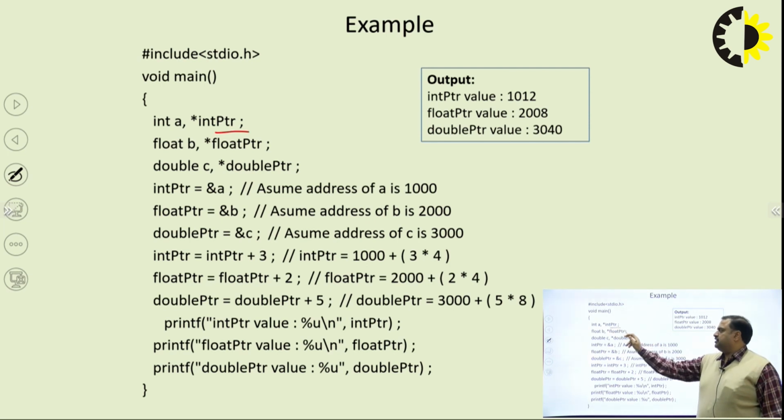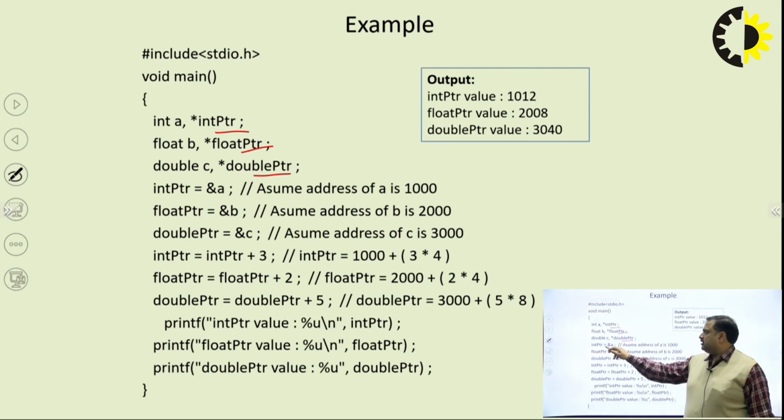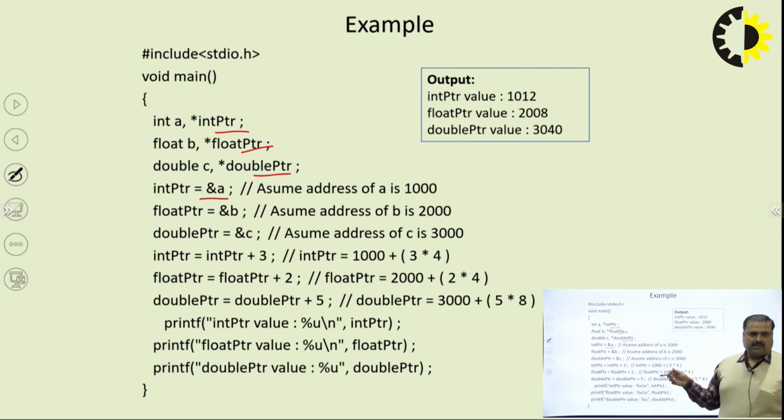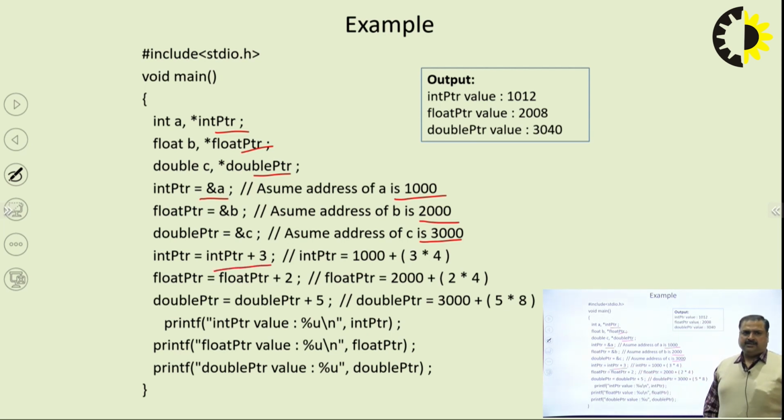Here we have an integer pointer, a float pointer and a double pointer. Every pointer will be stored in the same size of memory, but they will be referring to different data types. Float pointer is having a float variable address, double pointer is having a double variable address. So, for example, if they are assigned 1000, 2000 and 3000, and if we perform integer pointer plus 3, then what will happen? 3 into size requirement.